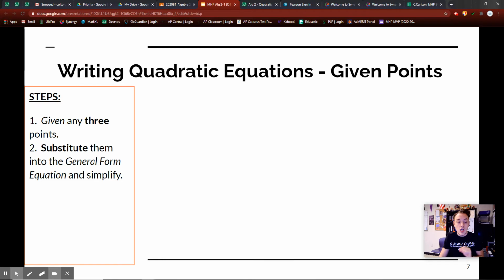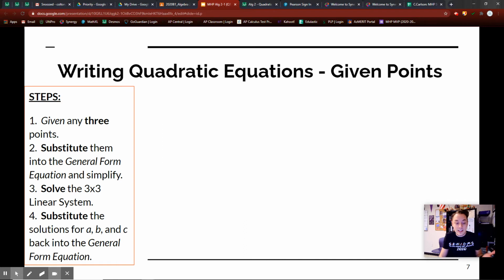The second step is substitute those points into the general form equation and then simplify. I'm going to show you what that is. And then here's the hard part. You're probably going to crap your little pants here. You're going to solve the 3x3 linear system. Oh, the horror. We hated 3x3 linear systems. Yes, we hated them. And now you have to solve it again. So unfortunately, that is the case.